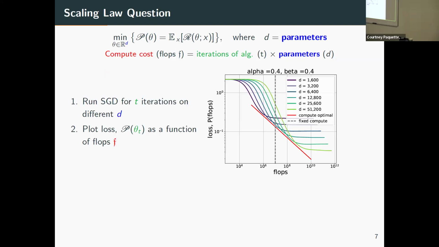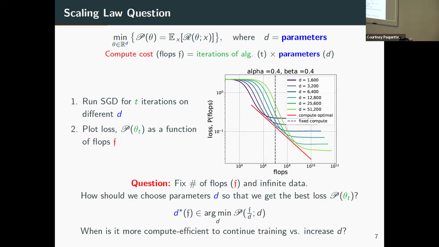And what you saw and what we saw is that you can then run SGD for T iterations across different Ds. You have a scaling ladder, so you have different Ds, okay? And because of this relationship between iterations and parameters, you can then plot your loss, which is normally a function of your iterations, as a function of flops, as a function of actually compute, because iterations is related to compute through this formula. And so the question that I asked, mathematically written down, is: given a fixed number of flops and infinite data, how do you choose D so that you get the best loss?